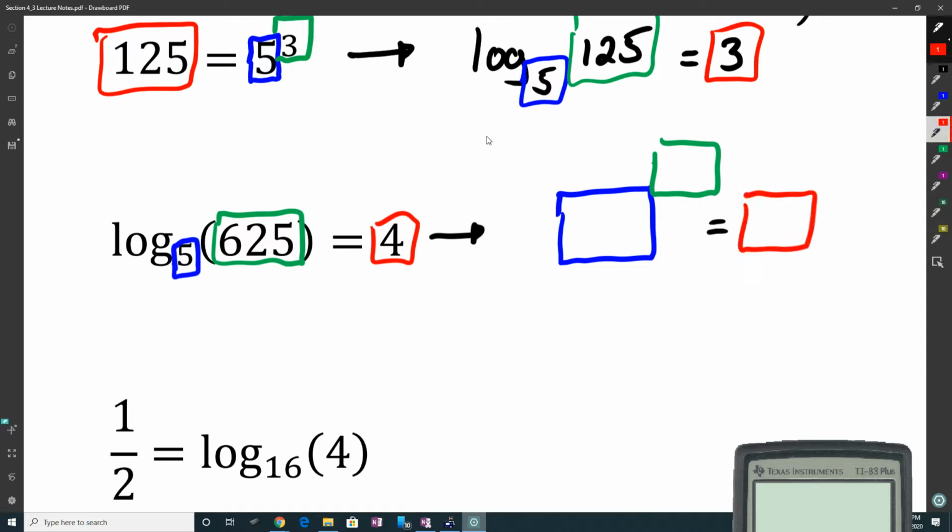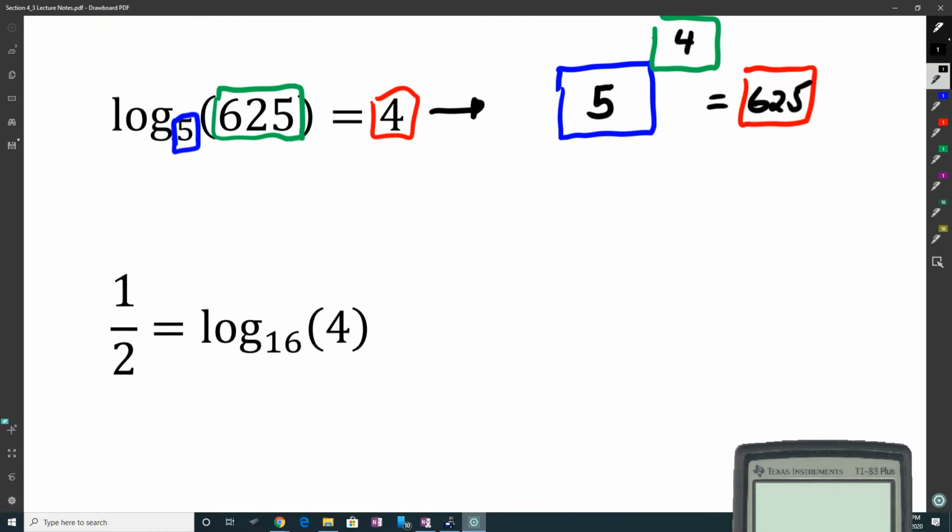Okay? The base is the big number for the exponential form. So this is going to be a big 5. The answer goes on the inside, and the inside becomes the answer. And notice this is a true statement. 5 to the 4th is 625. Our brains like exponential. We don't like log.